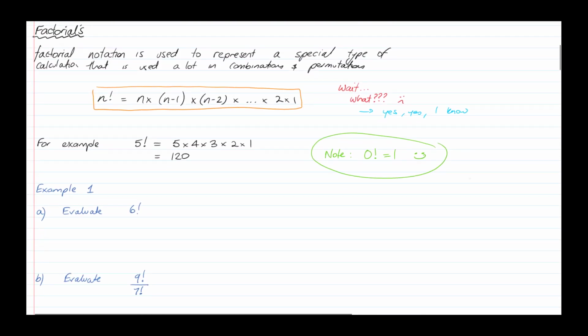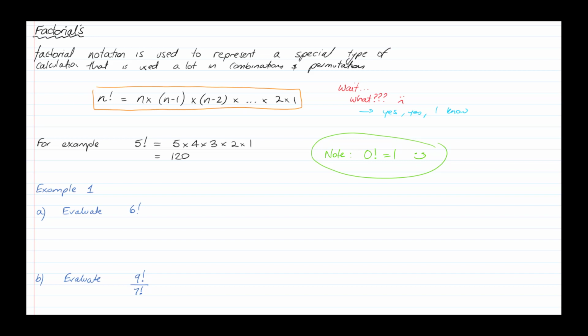So we need to start with an understanding of factorials. Factorial notation is used to represent a special type of calculation that is used a lot in the topic of combinations and permutations. It's an exclamation mark. Now in that orange box I've got n factorial equals n times n minus 1 times n minus 2 times ... times 2 times 1. So it's pretty spellbinding, that one there.